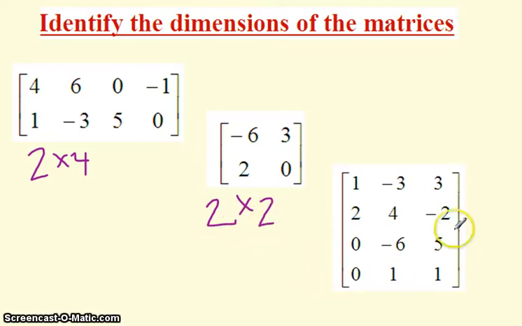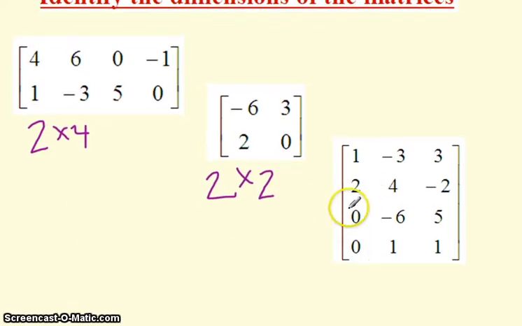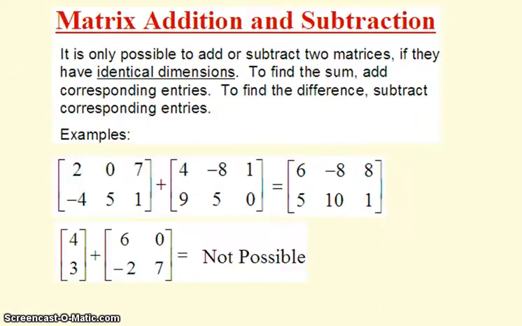This one down here, we think it's a square, but let's double check. So we have 1, 2, 3, 4 rows, and we have 1, 2, 3 columns. This is actually a 4 by 3 because it has all these little negatives. It spaces it out a bit more and kind of tricks you. So you got to be careful of that. All right, next thing we need to know, since now we know how to make a matrix and how to classify a matrix, we need to know how to add and subtract with them.